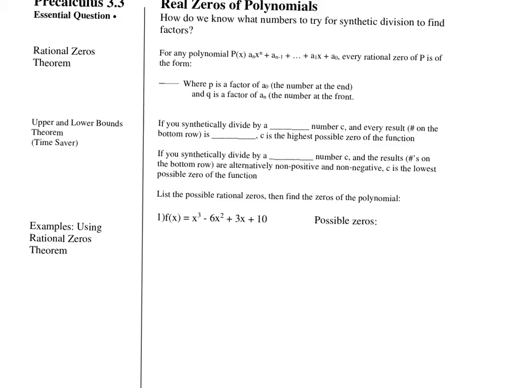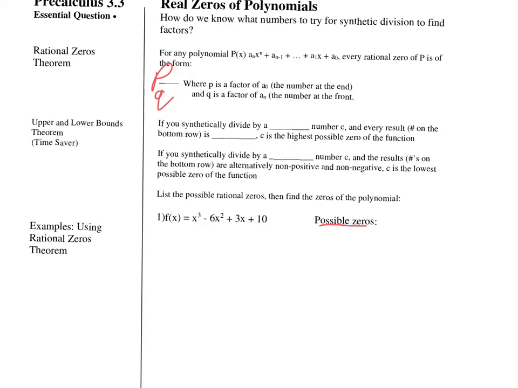All right, now we're going to move on to 3.3, which is real zeros of polynomials. Couple theorems here to start off with. First of all, the rational zeros theorem states that for this polynomial, every rational zero is in the form p over q, where p is a factor of the number at the end, and q is a factor of the number up front. So I'm going to jump down here and fill out the possible zeros on number 1.